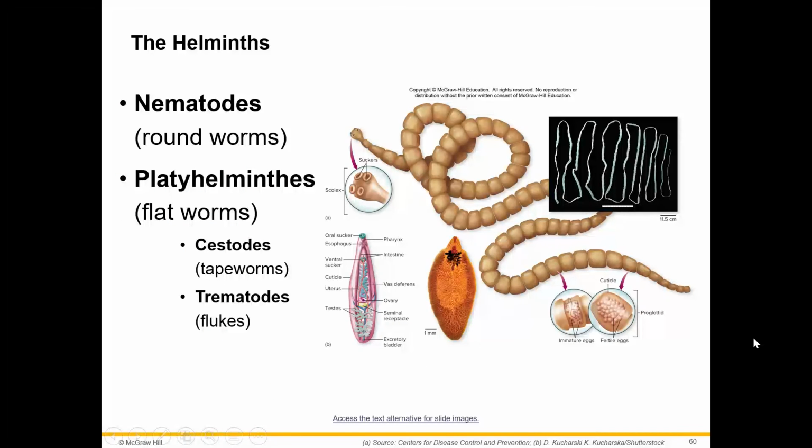In this segment, I'm going to talk about the helminths. Helminths can be classified as nematodes or platyhelminths, so roundworms or flatworms. And then there's two subcategories of the flatworms. Cestodes are tapeworms, and trematodes are flukes. You should know the common name and scientific name for each one of these.